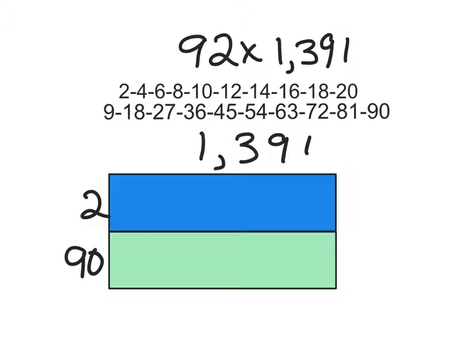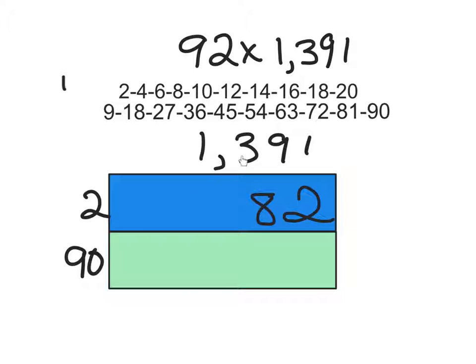2 times 1, well, that is exactly 2. I'm going to drop that 2 and move along. Then I've got 2 times 9. I come up here, 1, 2, 3, 4, 5, 6, 7, 8, and 9 gives me 18. I'll drop the 8 and carry the 1. Drop that 8, carry that 1, and move along.